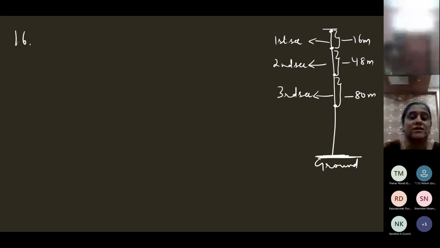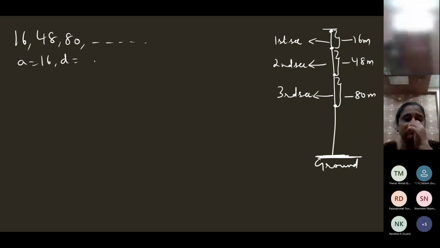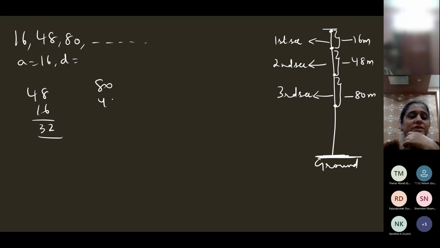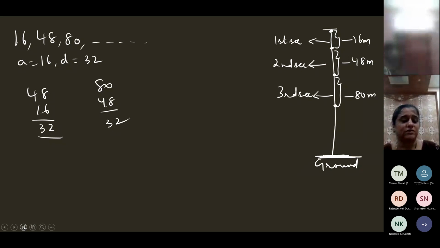Now first, do these terms form an AP? A is 16 and the common difference is what? 48 minus 16, which is 32. Here also the difference is 32. And 112 minus 80 is also 32, so the common difference is 32. So it's an AP. This I think all of you understand.